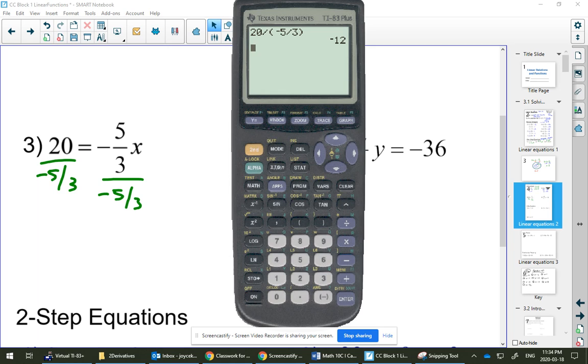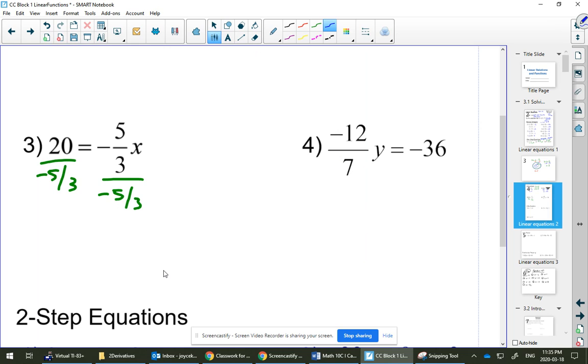If you don't use your brackets, what will happen is you're going to go 20 divided by negative 5 divided by 3, and your calculator is going to give you negative 4/3. Because what your calculator is doing at this point is it's going 20 divided by negative 5, getting that answer, and then dividing by 3, rather than going negative 5 over 3, finding that answer, and then going 20 divided by that number. So our answer is x equals negative 12.